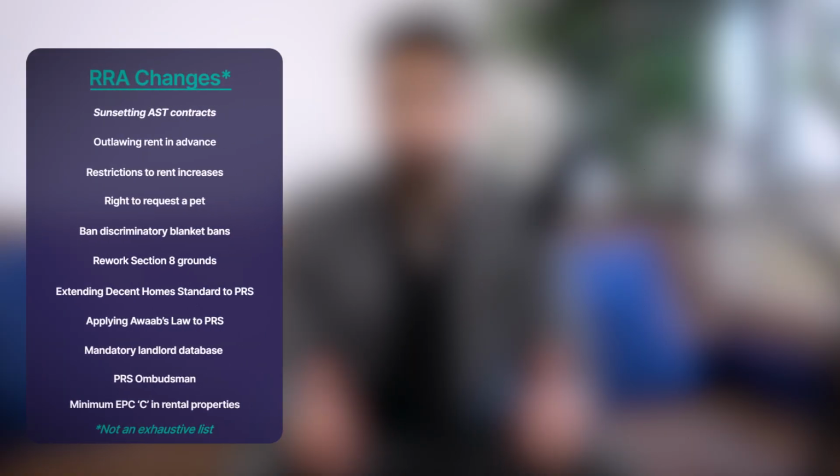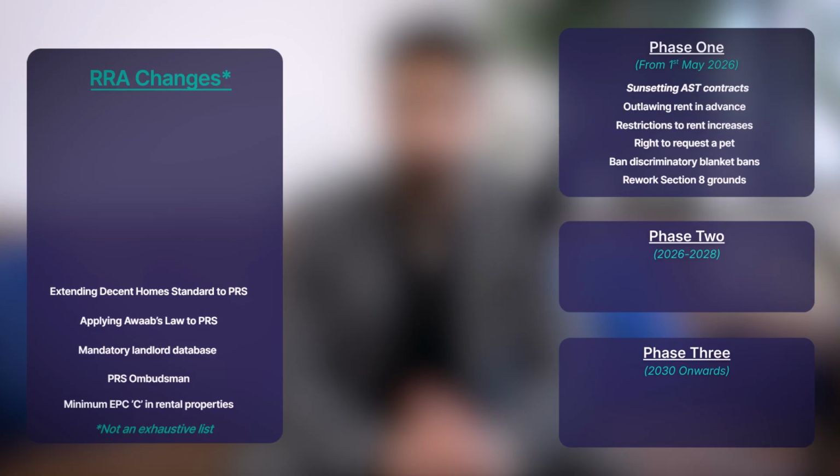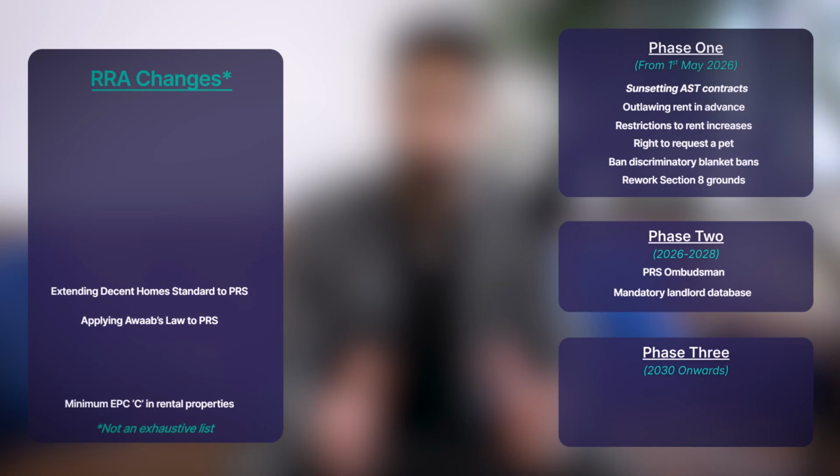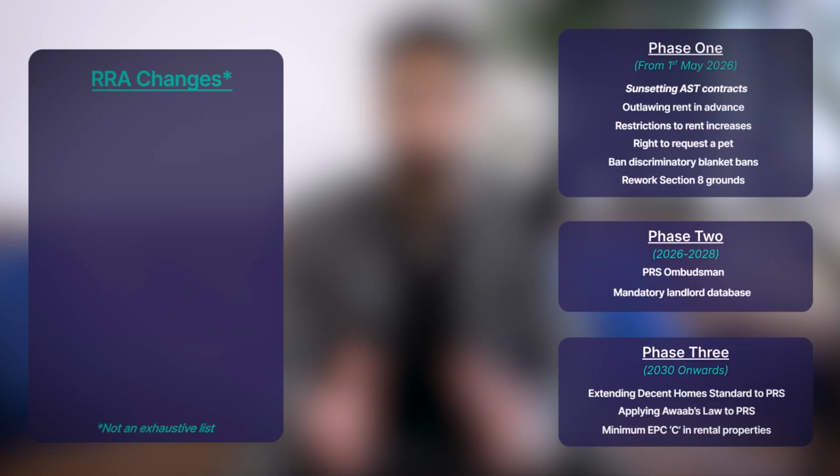The Act will be delivered in 3 phases. Phase 1, May 1st, 2026. Phase 2, 2026 to 2028. Phase 3, 2030 onwards. Let's look at how the Act is making changes to the Section 8 grounds.